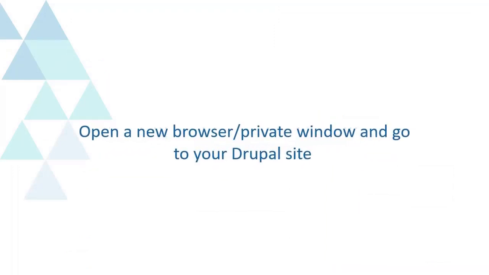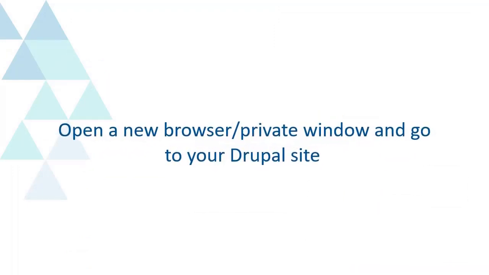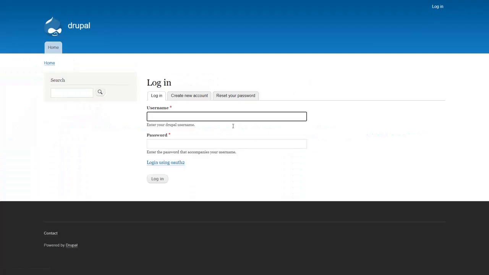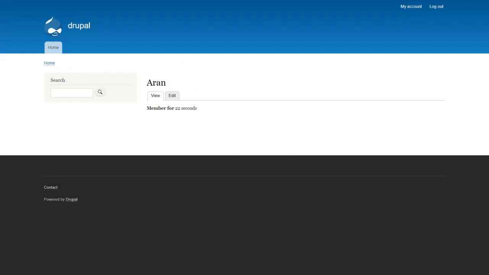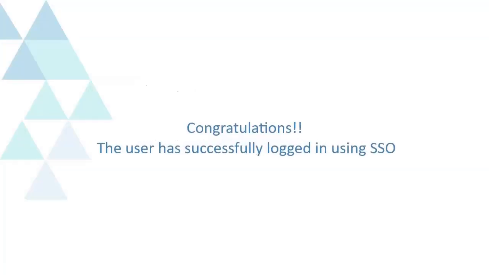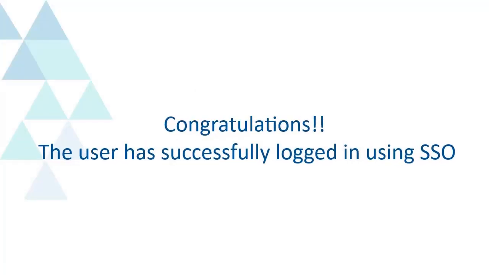Open a new browser or private window and go to your Drupal site. Click on the link to initiate the SSO from Drupal. Log in with your OAuth provider credentials. Congratulations! The user has successfully logged in using SSO.